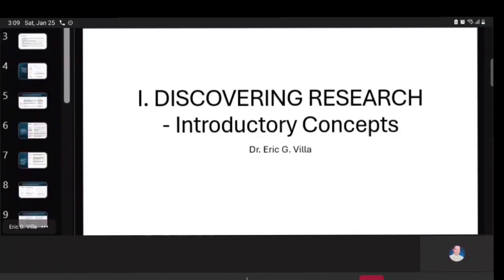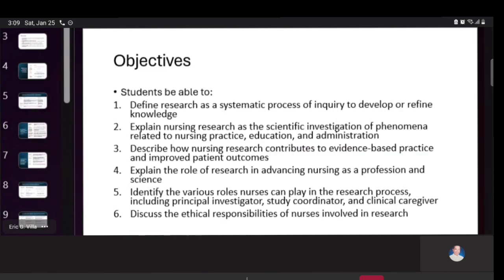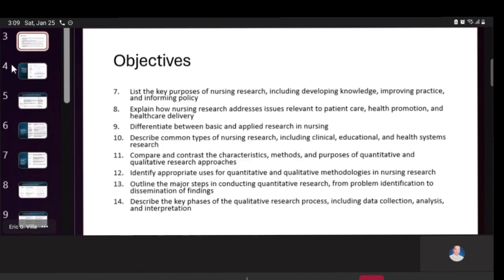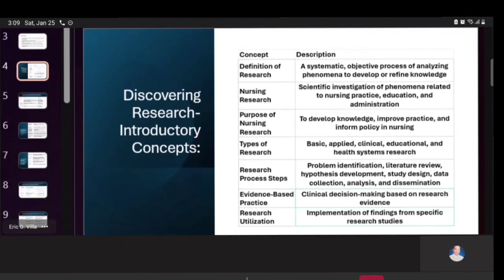Good day, kids. Our topic for today is the first part of our research lecture, which is discovering research, or we are learning basic concepts about research. The following are the objectives. Let's start with discovering research as introductory concepts.